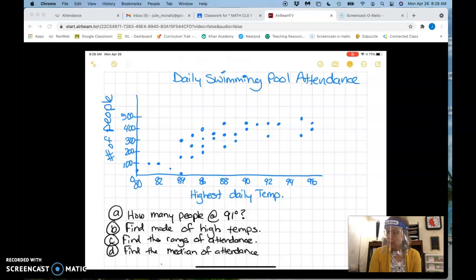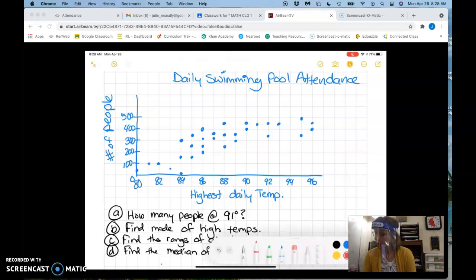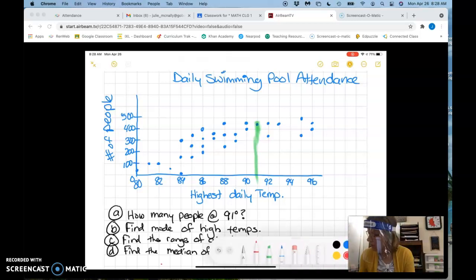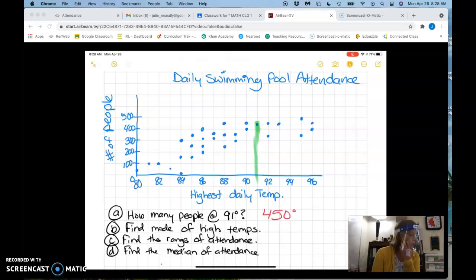And the first one is, how many people were at the pool when it was 91 degrees out? So I'm going to look at 91 degrees and how many people are at the pool. Yes, good. So 450 are there when it's 91 degrees.